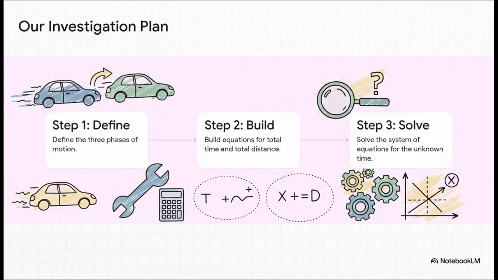So first, we'll clearly define the 3 parts of the car's motion. Second, we'll build 2 main equations from that, one for the total time and one for the total distance. And finally, we'll solve those 2 equations together to find our unknown. Let's get started with step 1, time.